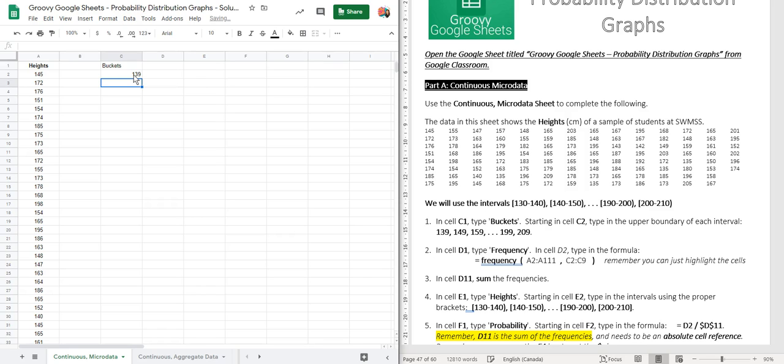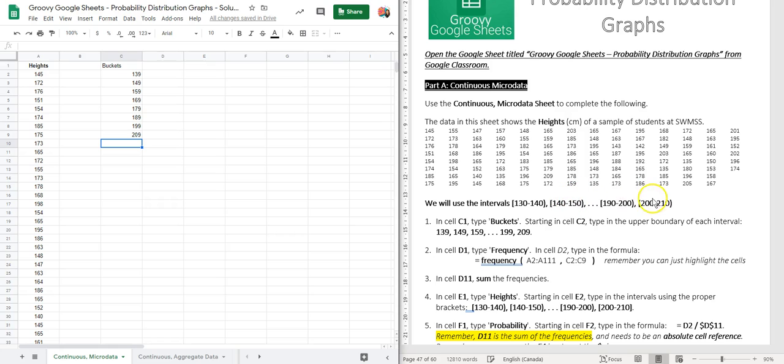And to make a pattern, you could just type in the first two, 149, and then highlight these two and copy it, Control C. And then what we're going to do is drag this down as far as we need to, which is to cell C9. Now later on we're going to be changing these to be the actual intervals, but to start in Google Sheets you can't type in what the buckets are, you can only type in what the upper bucket is.